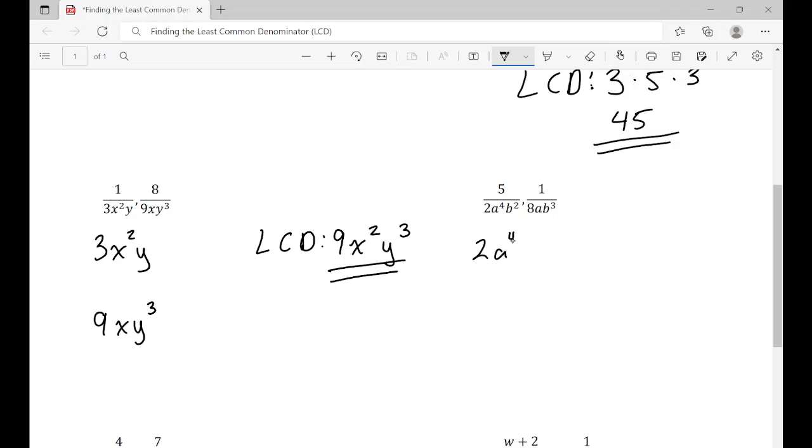So 2a to the 4th b squared and 8ab cubed. So again, I want to know my LCD. And so I look at 2 and 8, and the LCD between 2 and 8 is 8. Between a to the 4th and a, again the highest, which is going to be a to the 4th. And then b squared and b cubed. Again, the highest is b cubed. And there's my LCD for these two fractions.